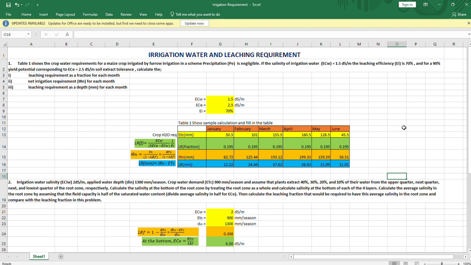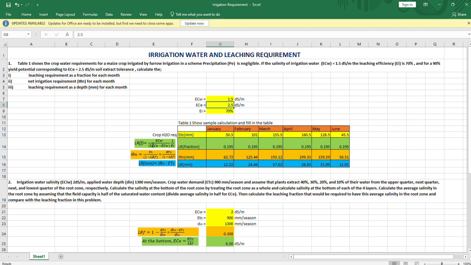So you are told to calculate the leaching requirement as a fraction of each month, then the net irrigation requirement, then the leaching requirement as a depth in millimeters. Salinity of the water is 1.5, then salinity of the soil is around 2.5. Then the leaching efficiency is around 70%. That is the water you are applying, you are expecting it to be 70% efficient in carrying the saline water to deep zones of the soil layers.